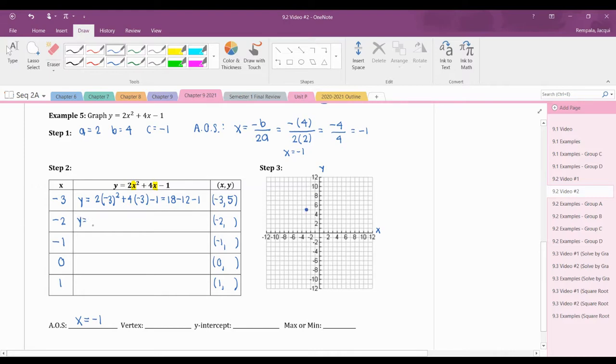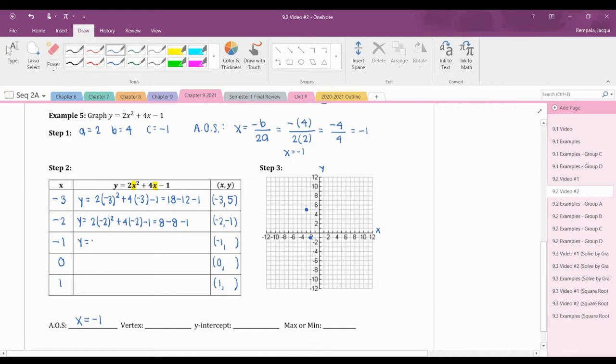Now I'm going to plug in -2. So we'll have 2 times (-2) squared plus 4 times -2 minus 1. Well, (-2) squared is 4, times 2 would be 8. 4 times -2 is -8, and then minus 1. Looks like that would give us -1. So -2 means I move 2 to the left, -1 means we move down 1.